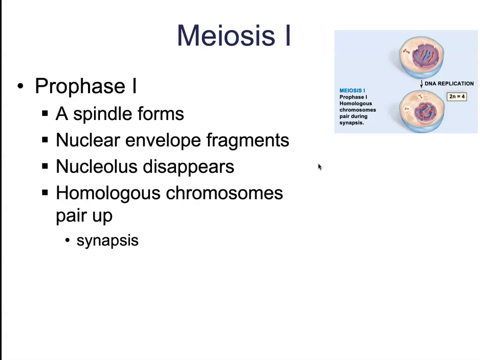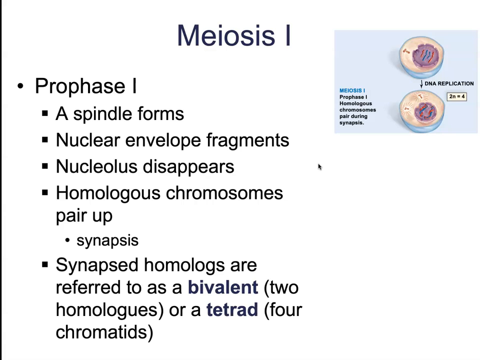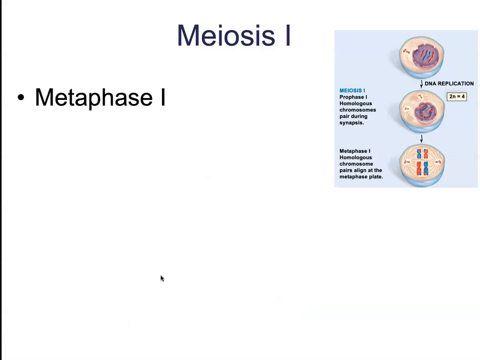This is going to be the synapse, and like we said earlier, this is where we're going to get a little bit of genetic variation during our crossing over event. Synapsed homologs are referred to as a bivalent, just means that they have two homologs, or you'll also see them referred to as a tetrad with 4 chromatids. This final bullet point you don't need to memorize. I'm not going to quiz you on that or ask you about bivalents or tetrads. I'm just giving you some more information for when you're reading this on your own or if you're looking up your own tutorial videos. Next, we move into metaphase I.